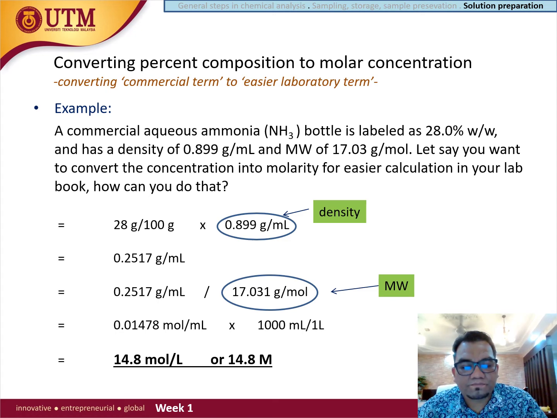And then we need to divide by the molecular weight, so that we have the amount of mole. How many mole? So we have 0.01478 mole per milliliter times 1000 milliliter per 1 liter to convert it into molarity. So we have 14.8 mol per liter, or 14.8 molar, the molarity with the molar unit.